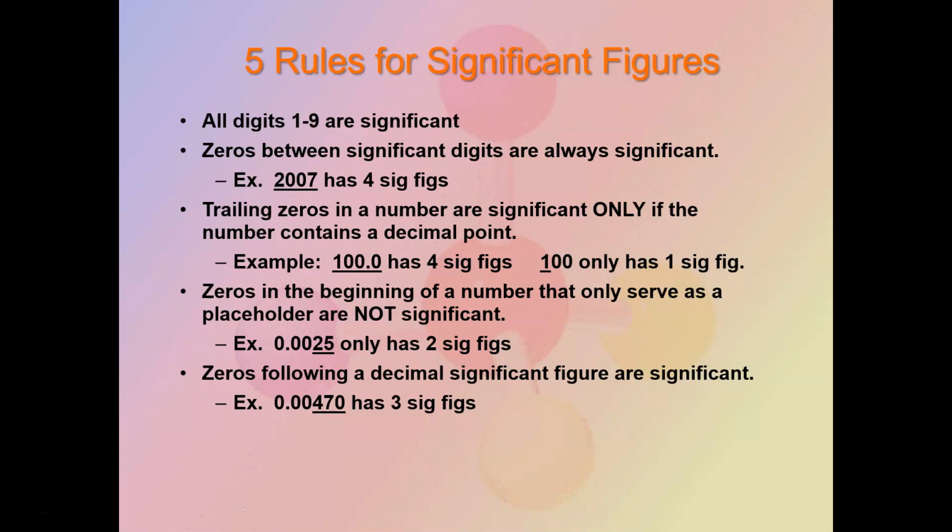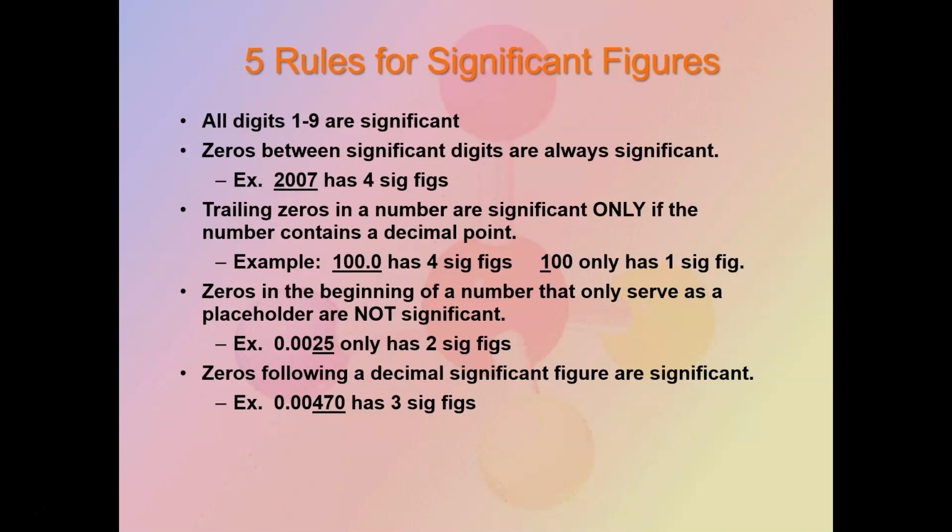Then we have trailing zeros, which are zeros that are at the end of a number, and they are only significant if there is a decimal point. So for example, 100.0 has 4 significant figures. Those are trailing zeros, but it has a decimal point. All of them are significant. Meanwhile, the number 100 only has 1 sig fig because there is no decimal.